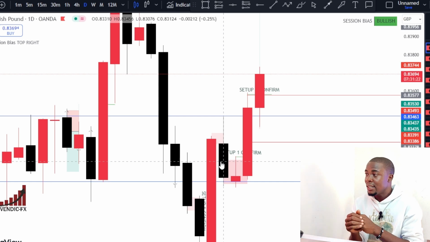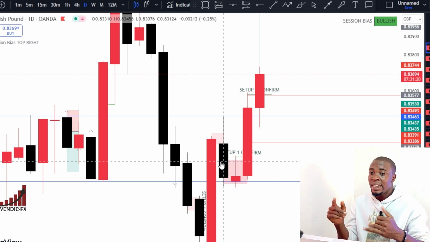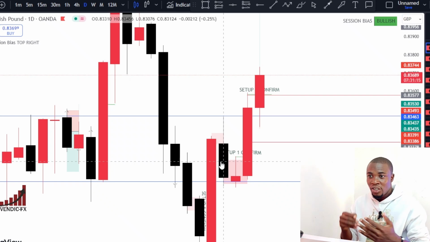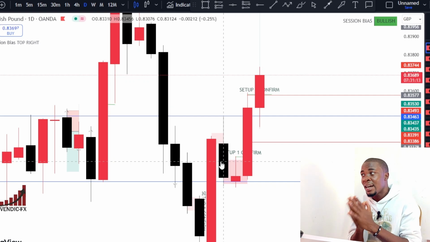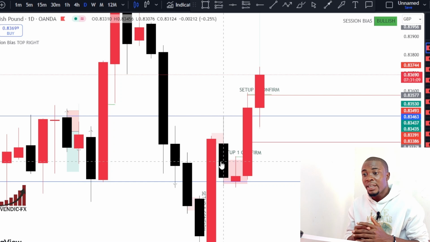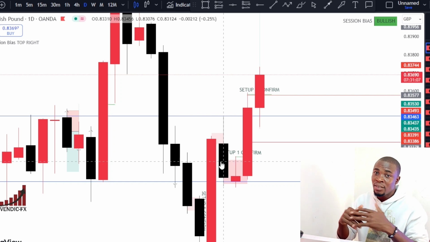What makes the market reverse is either a reversal from a support zone or a resistance zone. That's why I created that rule that you shouldn't buy into resistance and you shouldn't sell into support.